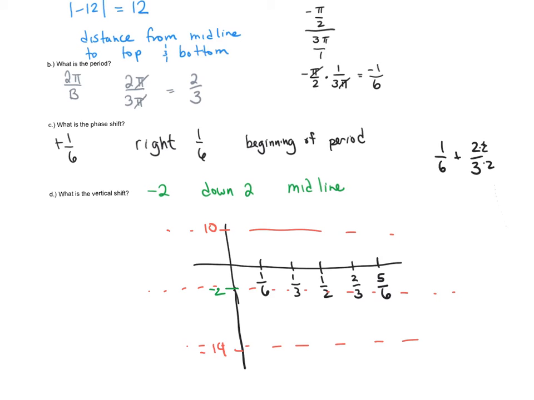So since this is cosine and it's reflected, it was -12. Remember, the negative in front flips it. It's going to start at the bottom. Cosine usually starts at the top unless it's reflected, then it starts at the bottom. Then I go to the midline, to the top, back to the midline, to the bottom. So this would be one period of my cosine wave.